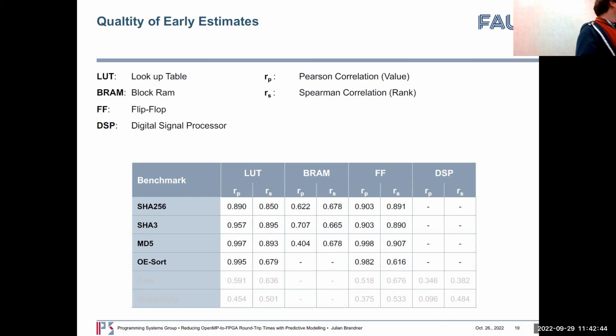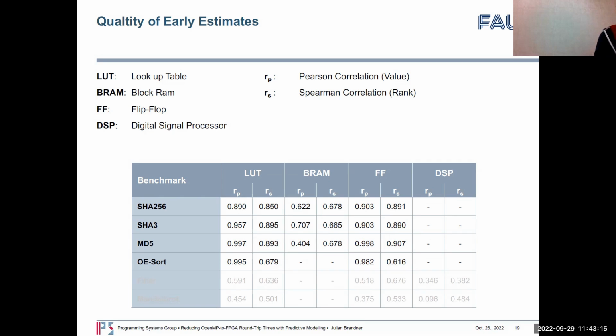Like a correlation of 1 would be a perfect 1-to-1 correlation, and a correlation of -1 would be a perfect negative correlation. 0 would be no correlation at all. And especially for the users of lookup tables and flip-flops, we get a really high correlation, close to 1, which means we can actually predict how many resources an FPGA and an OpenMP target region will use when executed on the FPGA.